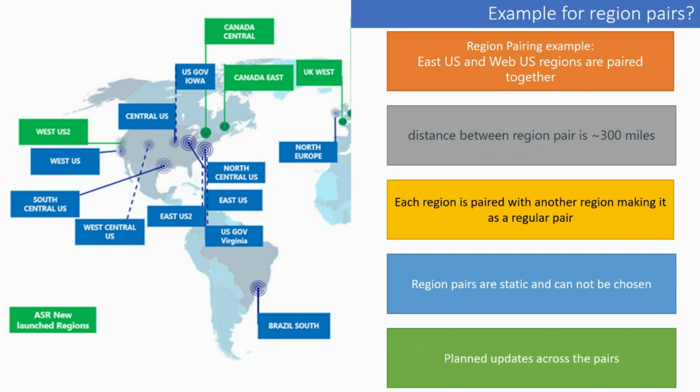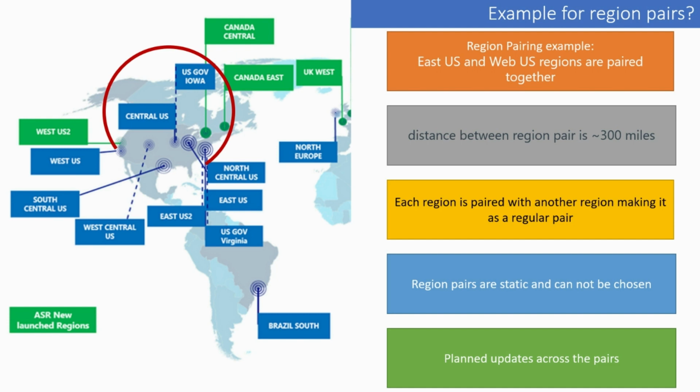Let's see an example of the Azure region. Let's take United States. There are multiple regions here. Now, East US and West US regions are all paired together to ensure that failover happens in case of any outage or any natural disasters in any of the regions. Microsoft says that it maintains a distance between region pairs which is a minimum of 300 miles, and this can vary depending upon the location of the regions.